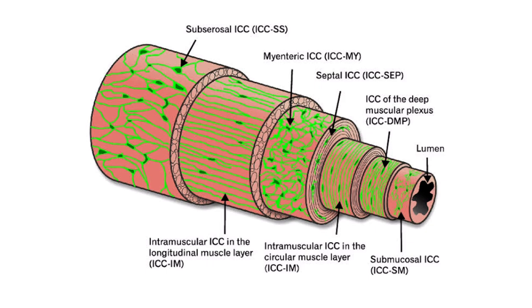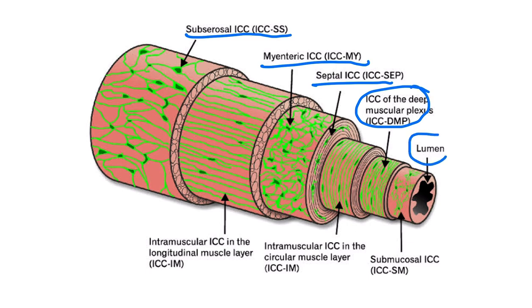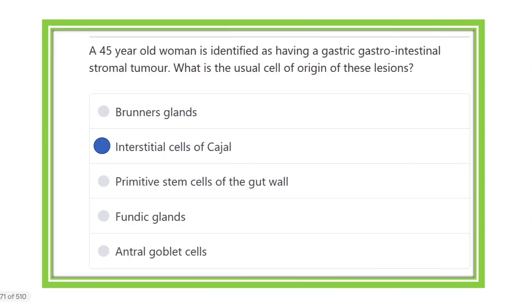interstitial cells of Kajal. They are present in different layers of the gastrointestinal tract. Here we can see the submucosal interstitial cells of Kajal. Then here we can see the myenteric, that means the muscle level, interstitial cells of Kajal. Also there are the septal interstitial cells of Kajal, also present in the deep muscular layers, and also present in the luminal wall. So the GIST may develop from any of the layers of these interstitial cells of Kajal.